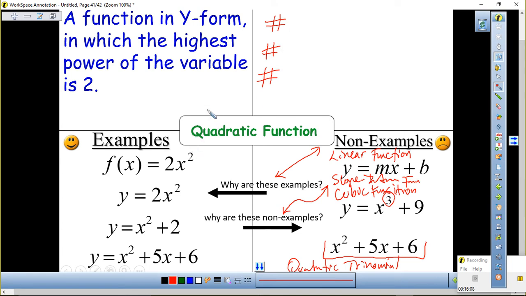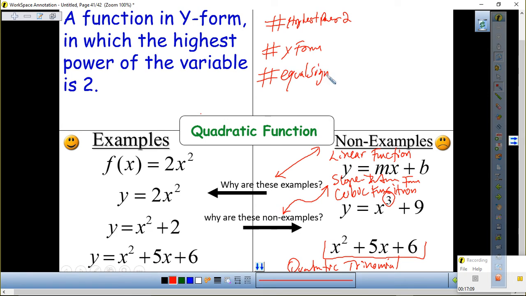What makes it a quadratic function? Hashtag what? Yes? Highest power 2. Hashtag Stephanie? Y form. And one last one. What do you guys see that all these have that not all of these have? What needs to be there? Maria. Equal sign. Which tells us we're no longer in expressions. Is that correct? All right. Good.